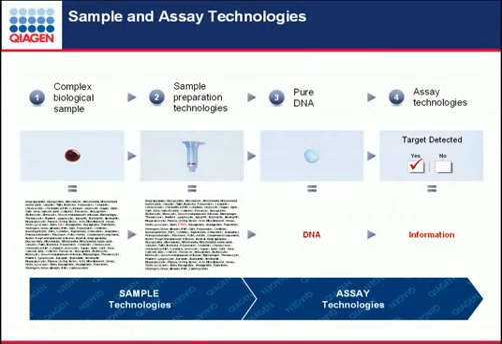The core of Qiagen sample and assay technologies is that you can take any complex biological sample, be that sample blood, tissue, food, etc., and from that complex biological sample you can purify the nucleic acids. In this case we're talking about DNA, obtain that DNA, and then get information about that DNA through assay technologies.